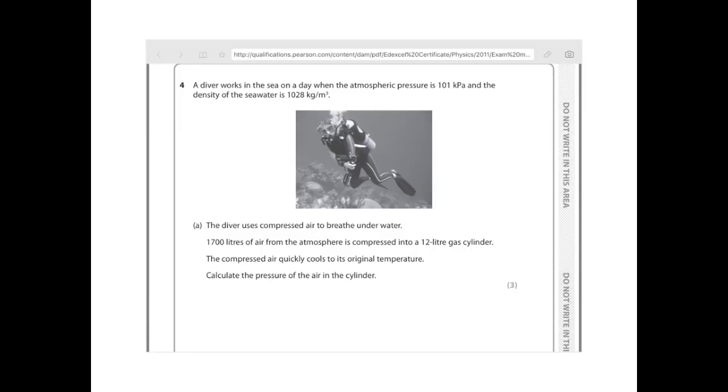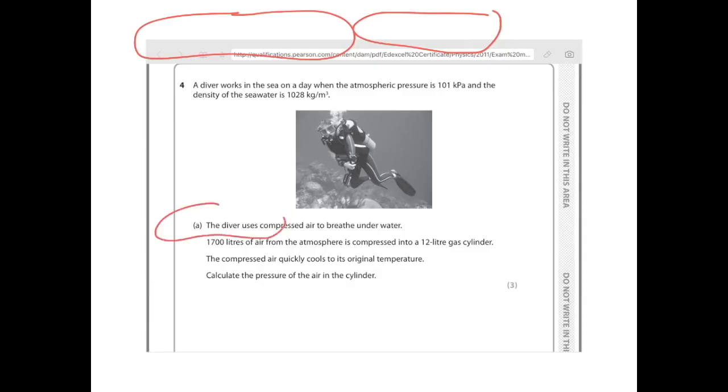The only reason these questions are hard is because you need to actually pull out the information in the question, but once you've done that, it's straightforward enough. So what numbers have we been given? Well, we've been given atmospheric pressure of 101 kPa, density, which is here, but I don't think we need to use that quite yet. We've been told that 1,700 litres of air is compressed into a 12-litre gas cylinder. So we can see here straight away we've got 2 volumes, we've got a pressure, and we've got another pressure. So which equation contains 2 lots of volumes and 2 lots of pressures?